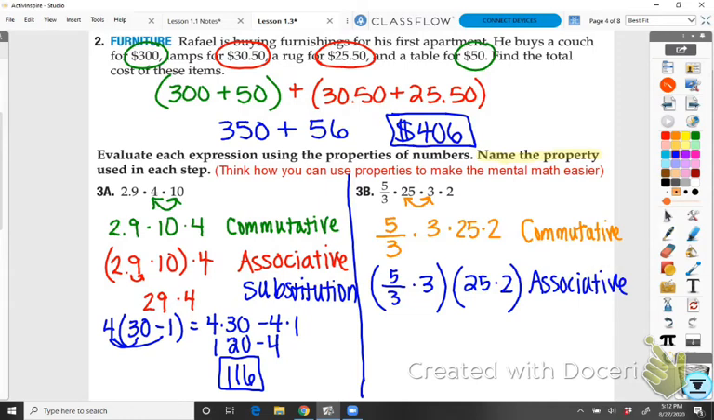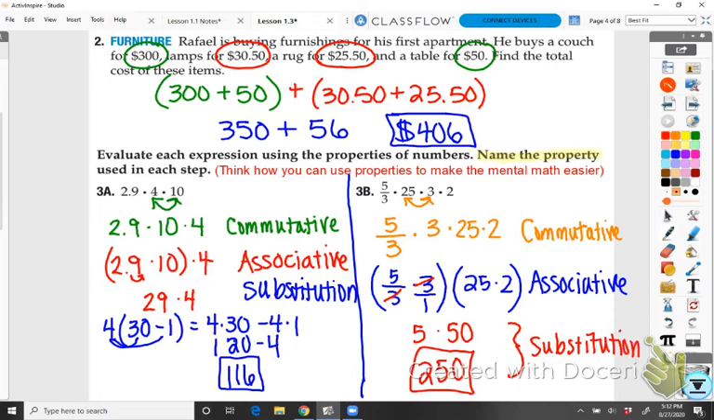5/3 times 3. You could put this 3 over 1. And then notice it would be 15 divided by 3, or these 3's can divide out. So this is just 5. And 25 times 2, that's 50. And so 5 times 50, 250, would be our answer. These last 2 steps were substitution.